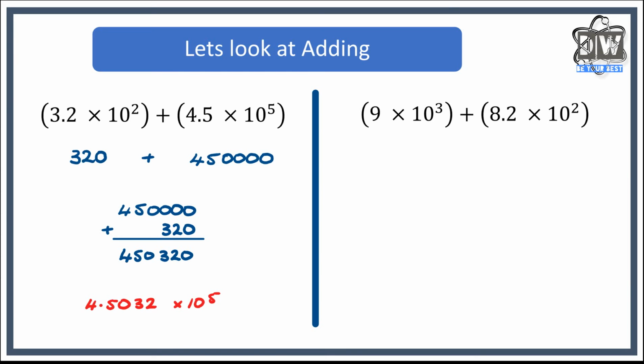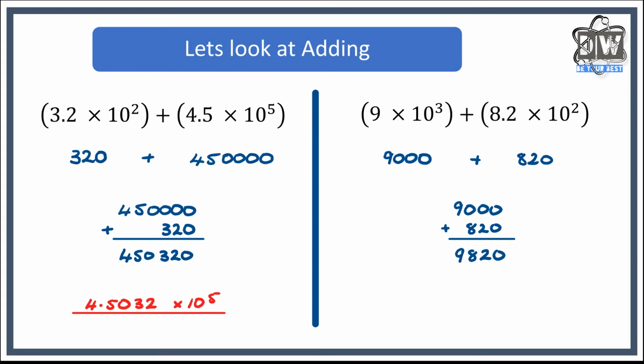So now that I've done that, if that makes perfect sense, pause the video and give the right hand side a go now, please. Okay, so here we go. We're going to multiply the first part out, so we'd end up with 9,000, and we're going to add to that 820. 9,000 add 820 gives us our 9,820.